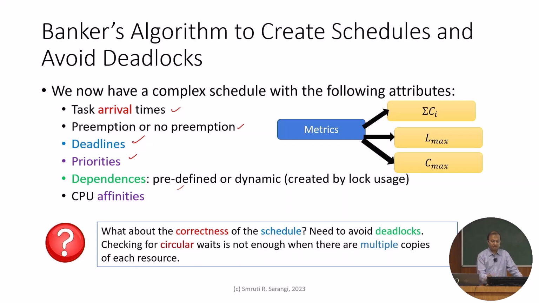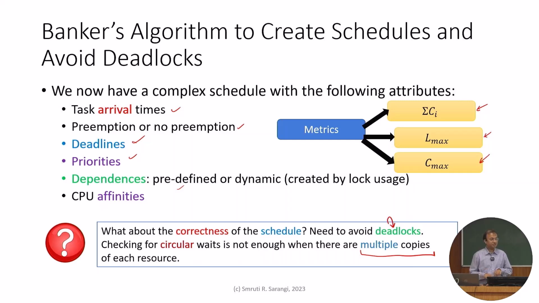We looked at different metrics: mean completion time, Lmax, and Cmax, which is the makespan. In the case of multi-core scheduling, we looked at all three. What about the correctness? Well, we have to ensure that there are no deadlocks. For a single copy of the resource, we have done that. But for multiple copies of a resource, so let us say you have 3 printers, let us say you have 4 scanners, in such a situation these things are much harder.